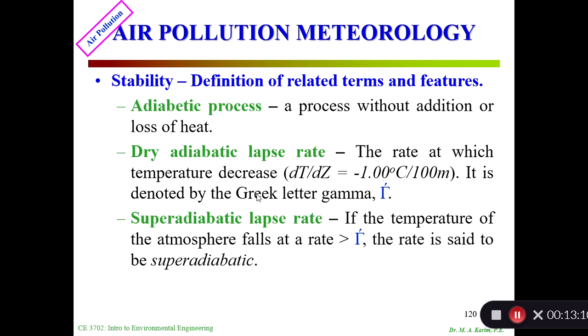An adiabatic process is a process without addition or loss of heat. The dry adiabatic lapse rate, the rate at which temperature decreases with height, delta T over delta Z, is -1 degree Celsius per 100 meters, and is denoted by the Greek letter gamma. If the temperature of the atmosphere falls at a rate greater than gamma, the rate is said to be superadiabatic. If it is greater than this, it is stable; if it is less than this, it is unstable.